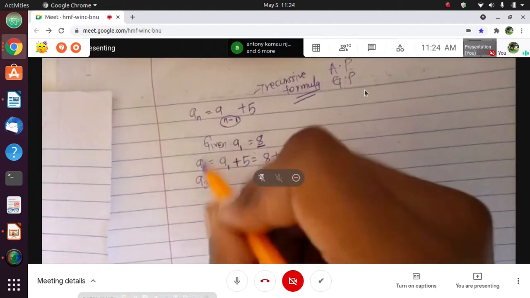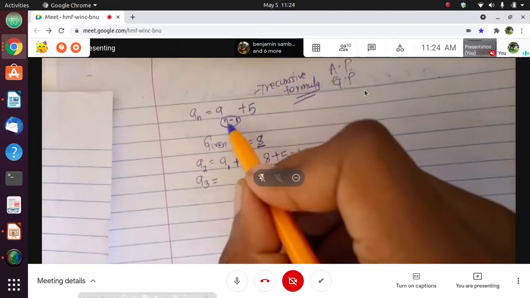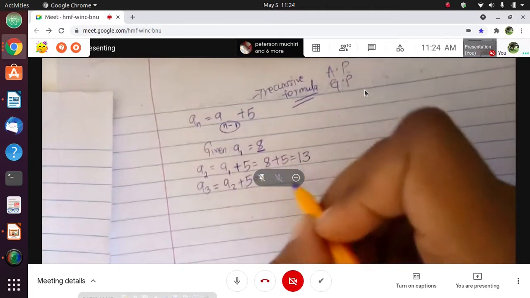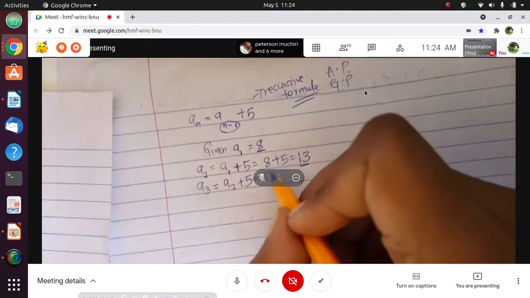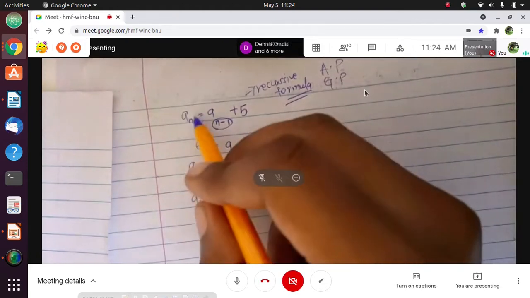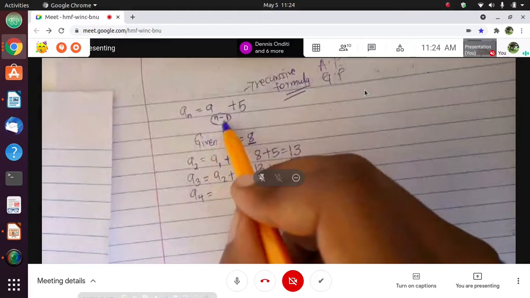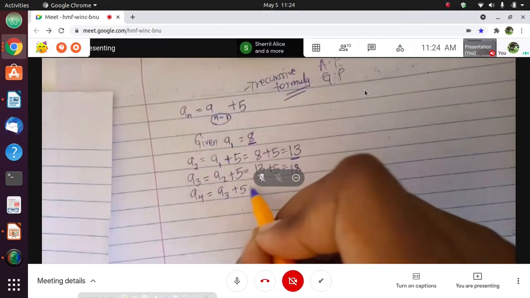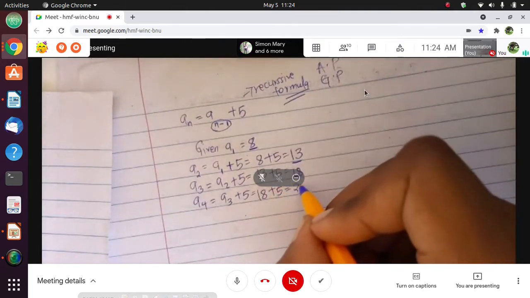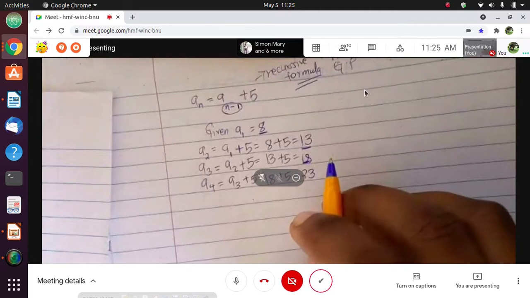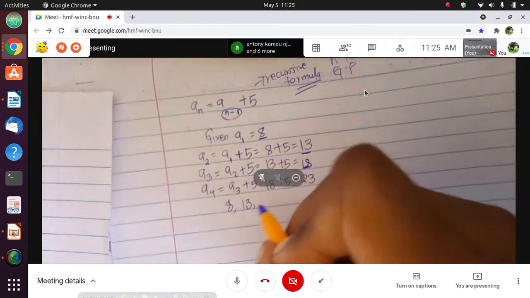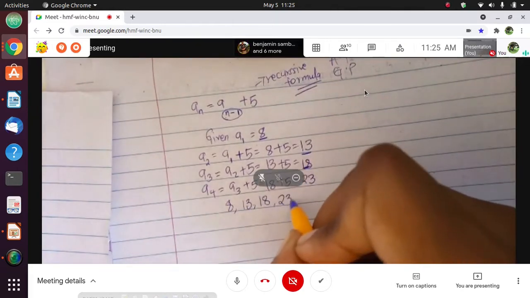A3, we plug 3 where n is, equals A3 minus 1, which is A2 plus 5. And the value of A2 is 13. So 13 plus 5 gives us 18. A4, we plug in 4, and 4 minus 1 is 3. So A3 plus 5. And A3 tumeona ni 18. So 18 plus 5 gives us that the fourth term is 23. Now, the numbers in our sequence are therefore A1, which is 8, A2, which is 13, A3, which is 18, and A4, which is 23.